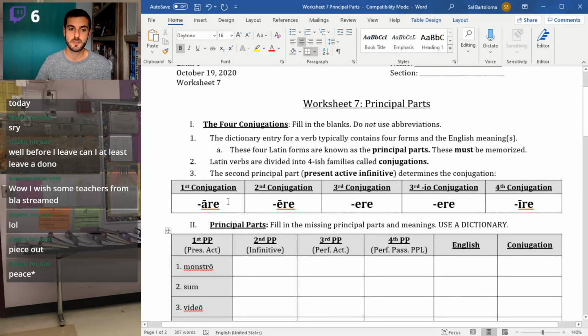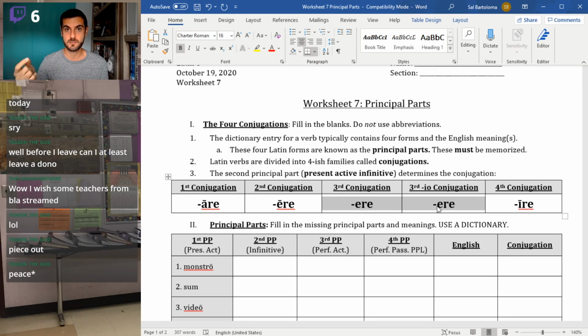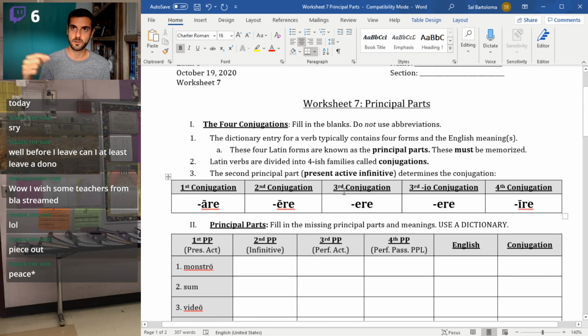So this chart right here, that's easy money on tomorrow's quiz, right? If a verb has an -are, a long -are, it's first conjugation. Long -ere is second conjugation. Short -ere, you've got to be careful, because it could be regular third or it could be third -io. To check if it's third -io, you want to look at the first principal part. So third conjugation is ago, agere; cano, canere; duco, ducere; dico, dicere.